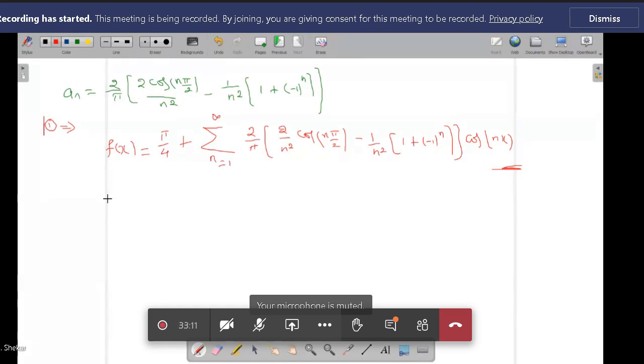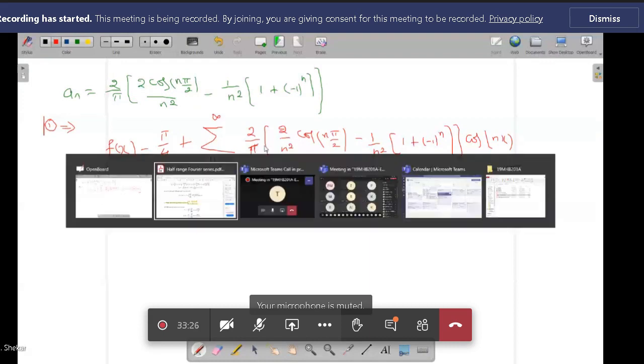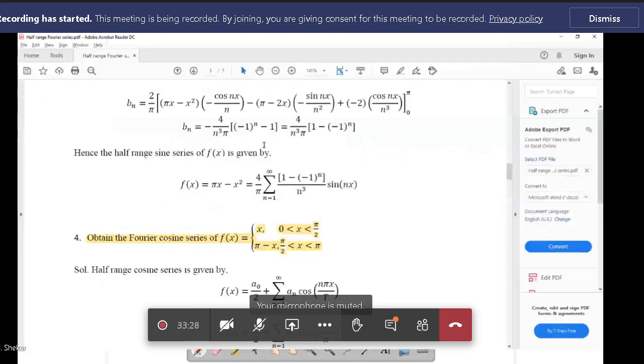So any doubt? I hope you are also simultaneously solving the same problem. Okay. So this is the second example.